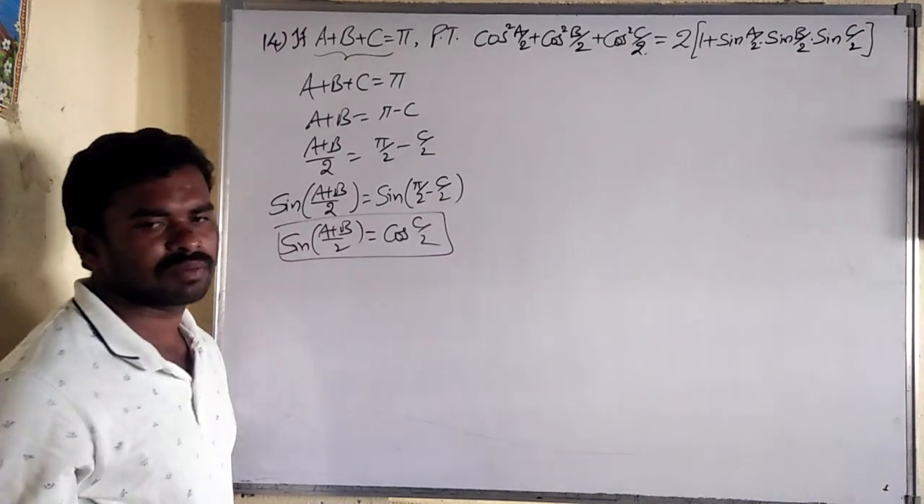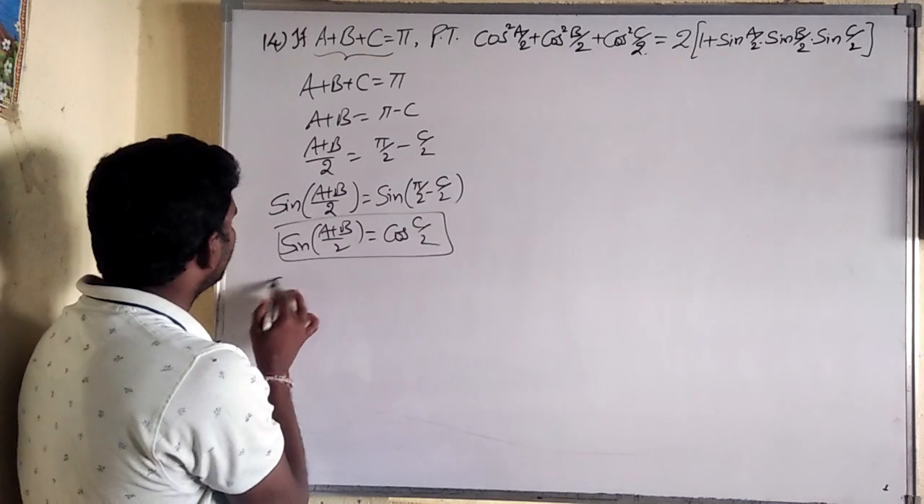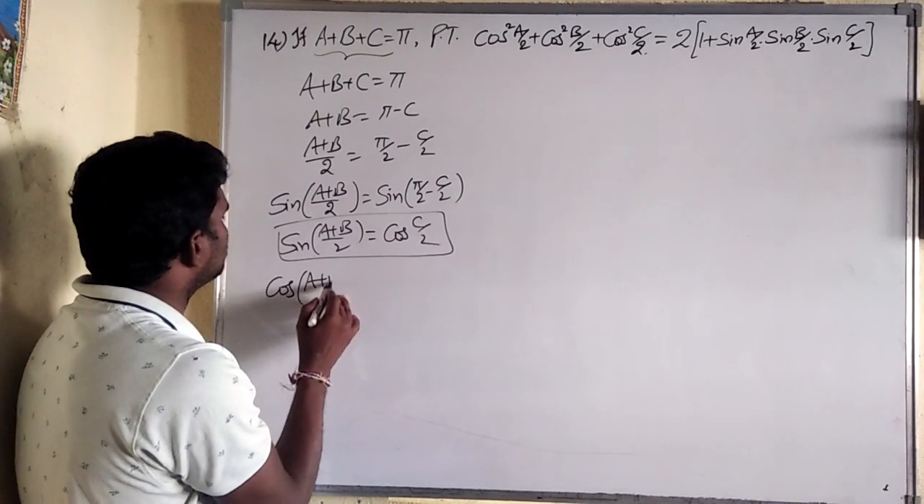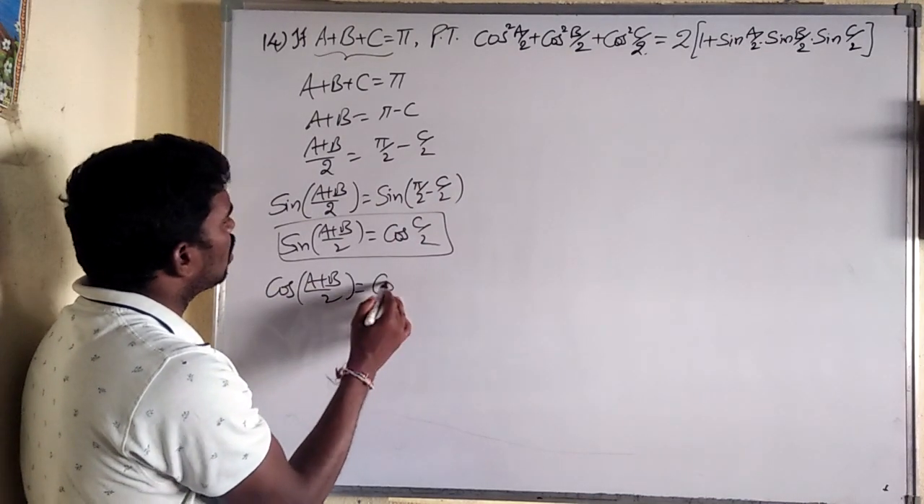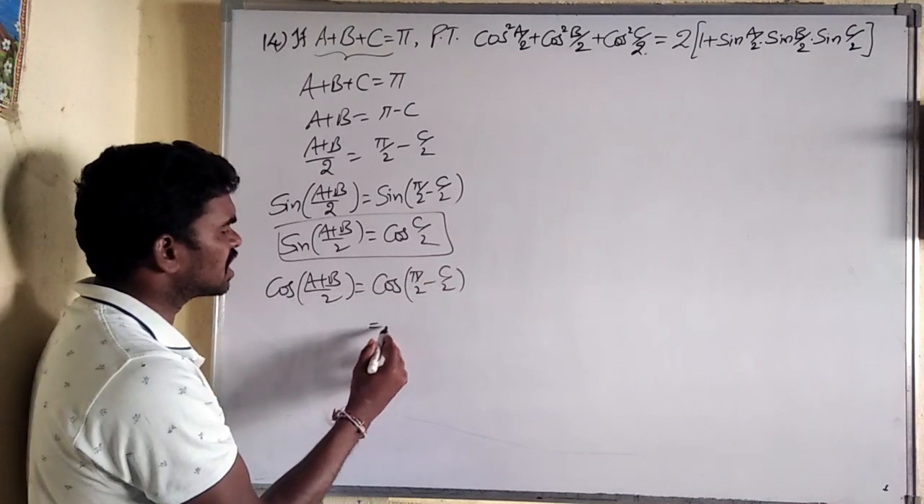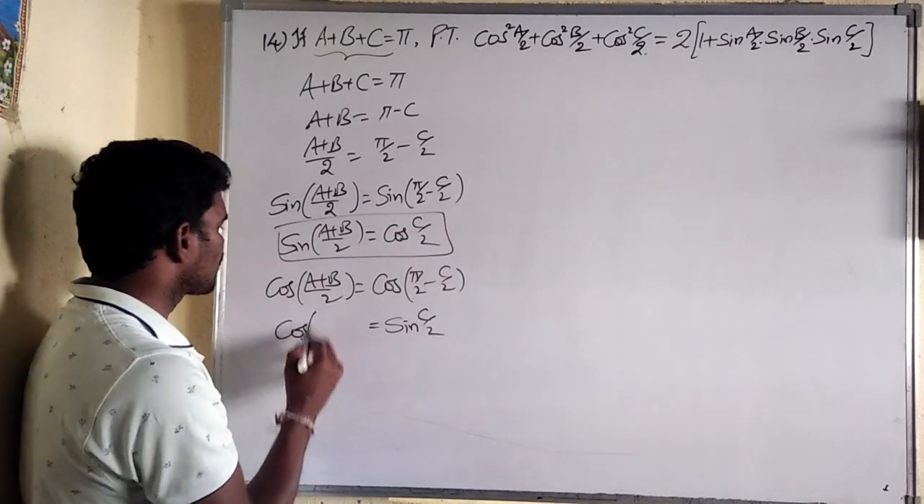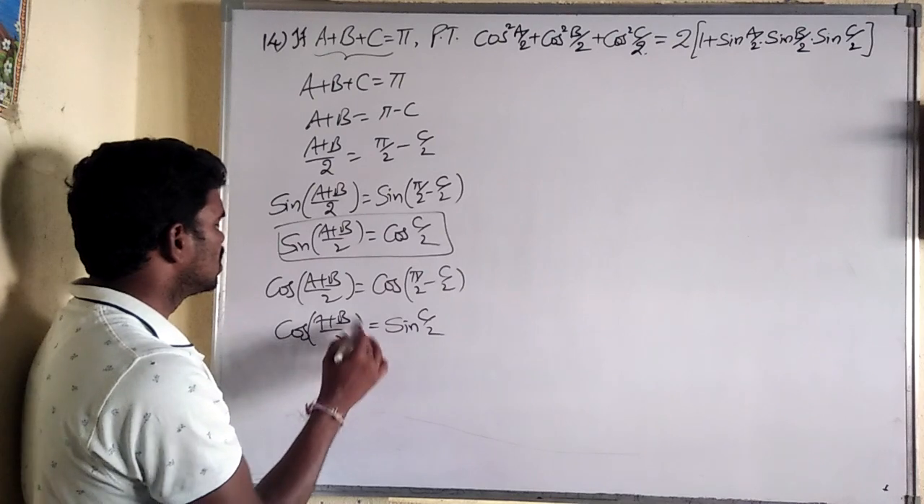This is one formula. And then apply cos on both sides. We get cos of A plus B by 2 is equal to cos of pi by 2 minus C by 2. What is cos of 90 minus theta? It becomes sin theta. So we get sin C by 2. So cos of A plus B by 2 becomes sin C by 2.